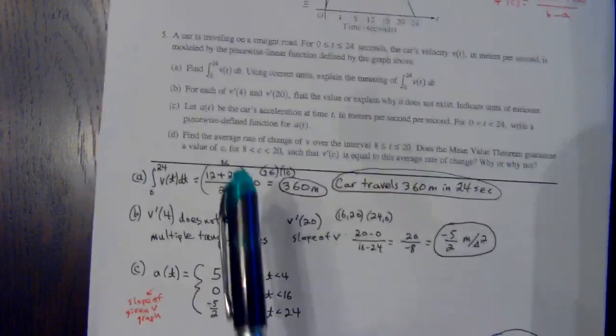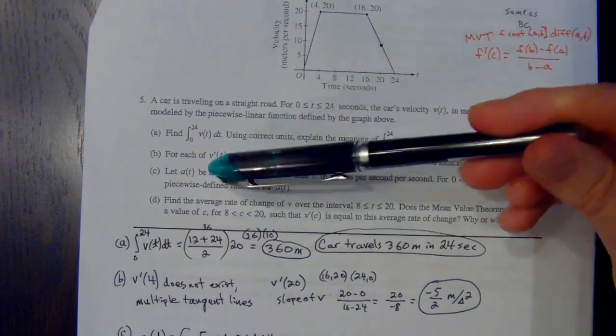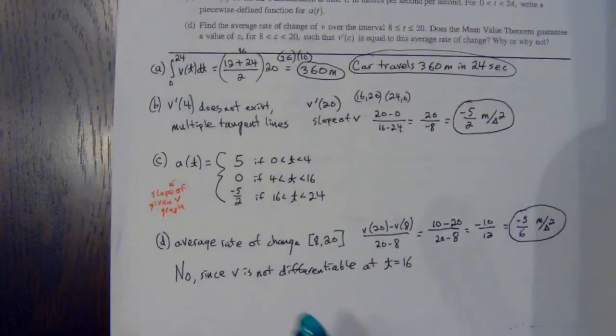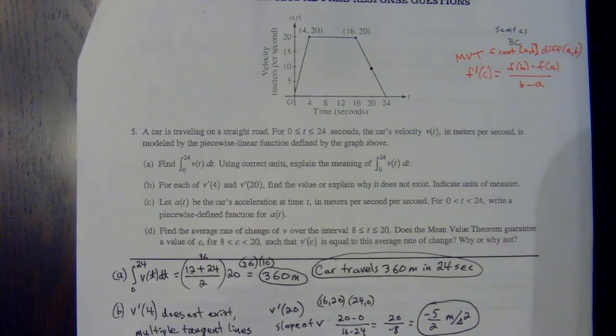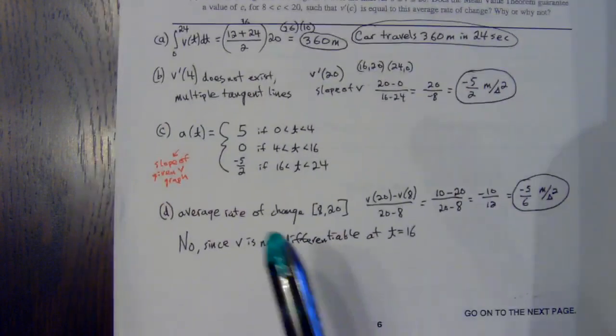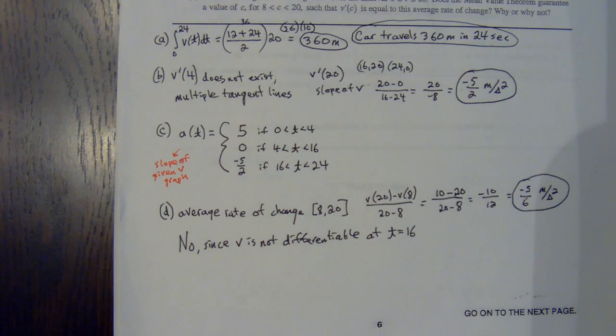Letter C is asking for the acceleration. So how do we get from the velocity that they gave us to acceleration? To get from velocity to acceleration, we know we're supposed to take the derivative. And this is why they're requesting a piecewise function, because there are 3 different segments of this graph, which means there are 3 different slopes. But all this is just 3 different slopes right there. So I did in between 0 and 4, 4 and 16, 16 and 24.